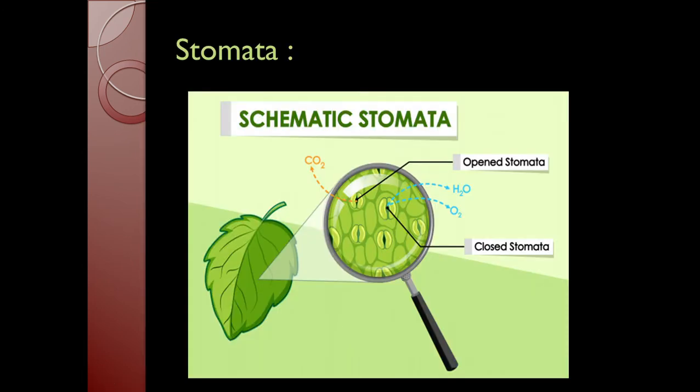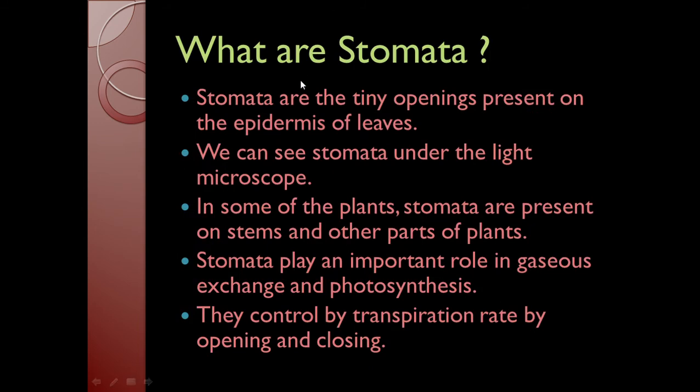Next are stomata. Stomata refers to the tissue structures present in the epidermis of leaves, and these are also present on some stems. Here you can see the schematic representation of the open and closed stomata. These are the tiny pores mostly present on the leaves as well as the green parts of the stem, useful for gaseous exchange. What are stomata? Stomata are the tiny openings present on the epidermis of leaves.